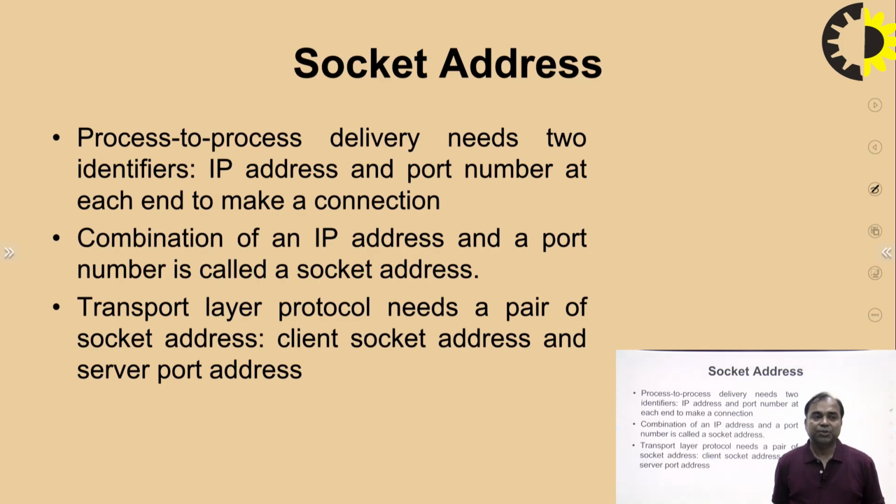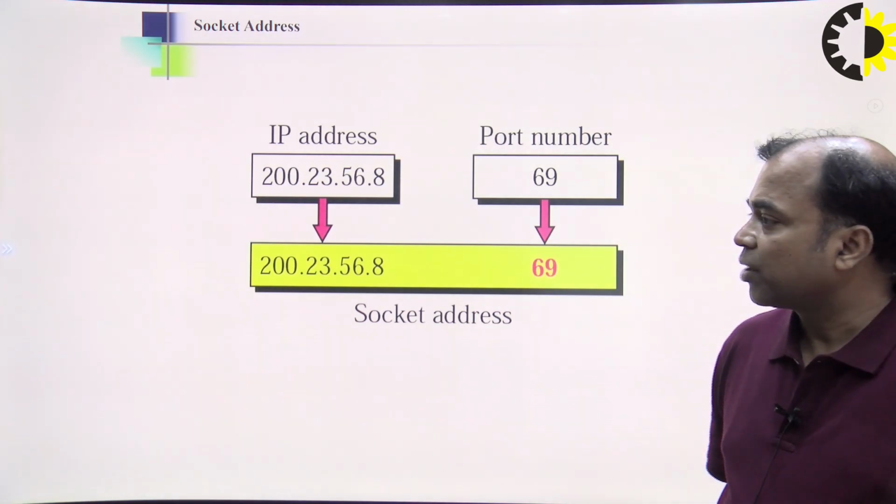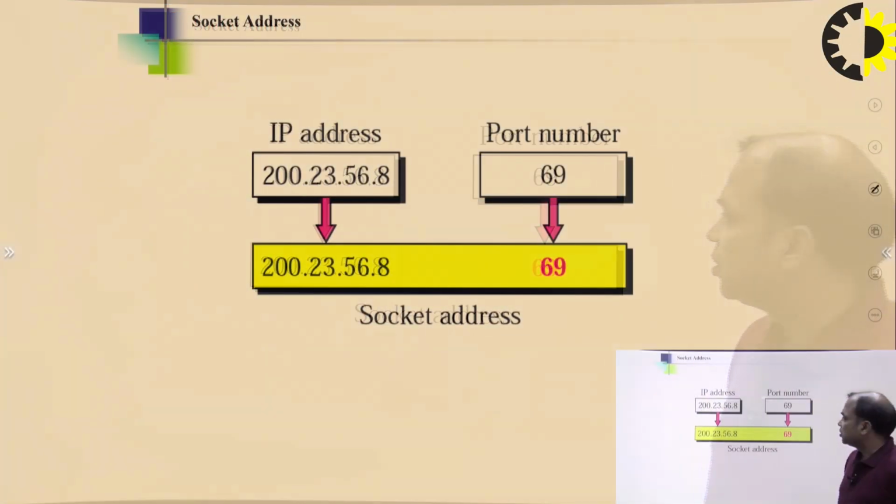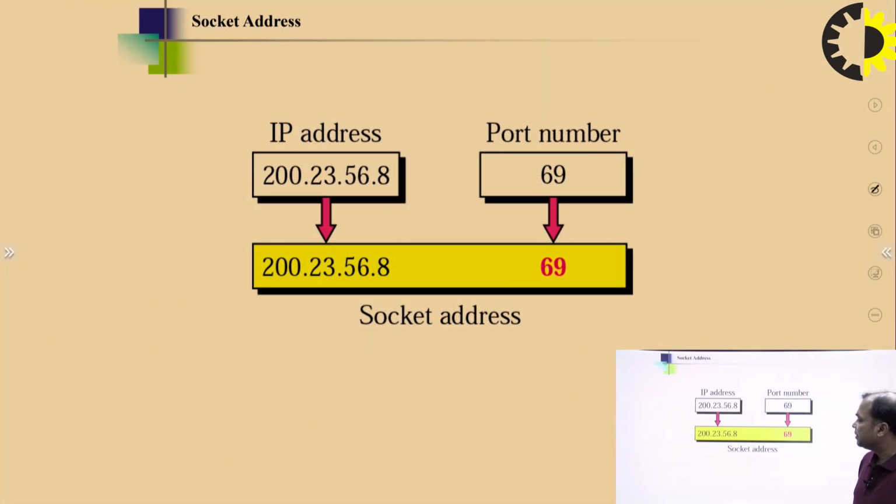Next, transport layer protocols need a pair of socket addresses, the client socket address and the server socket address. This is what is combinedly responsible for sending the data over the network. So this is the socket address: a combination of an IP address and a port number.